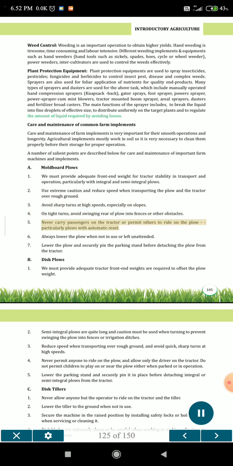5. Never carry passengers on the tractor or permit others to ride on the plow, particularly plows with automatic reset. 6. Always lower the plow when not in use or left unattended. 7. Lower the plow and securely pin the parking stand before detaching the plow from the tractor.